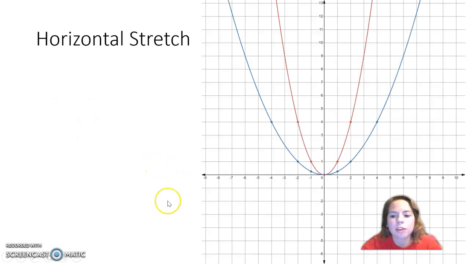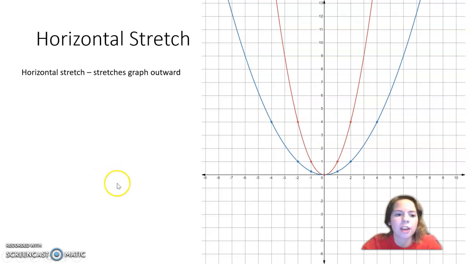So here we've got our very first horizontal stretch graph. I still have on here the red graph as the original, and the blue is the transformed graph. And again, horizontal stretch, I like to think about like we're still stretching, but now we're stretching horizontally. It's similar actually to the vertical compression, and you might notice that as we go through. But now I'm stretching outward, because I'm thinking about it as horizontal.